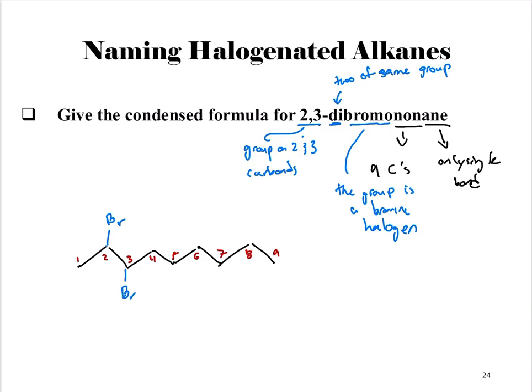Here we have 2 bromines, 1 on 2 and 1 on 3, but we have 2 bromines total, right? So the prefixes are for the total number of that group on the molecule. So if we had something 1, 2, 3, 4, 5, 6, 7, 8, 9, something like this, and I put a methyl group on 4 of them, that becomes 2, 4, 6, 8. 2,4,6,8-tetramethyl, whatever the name of the parent chain is, right?